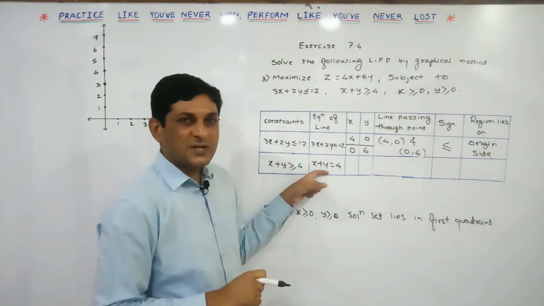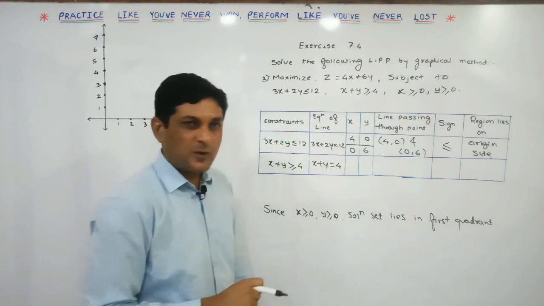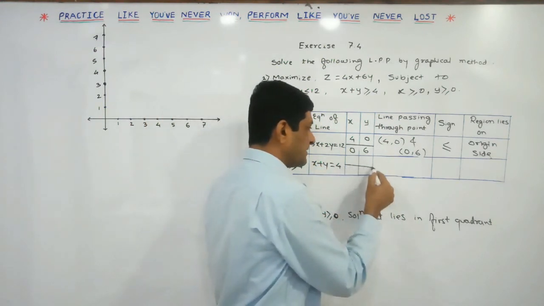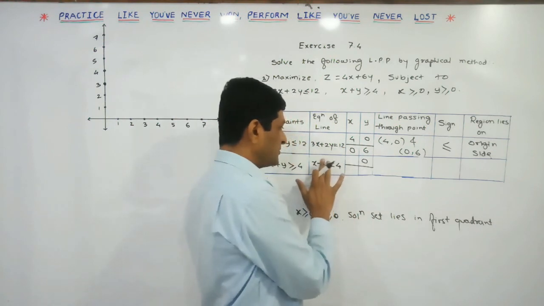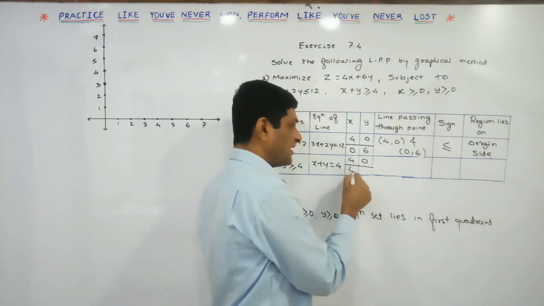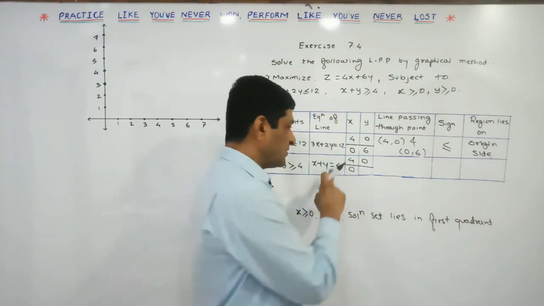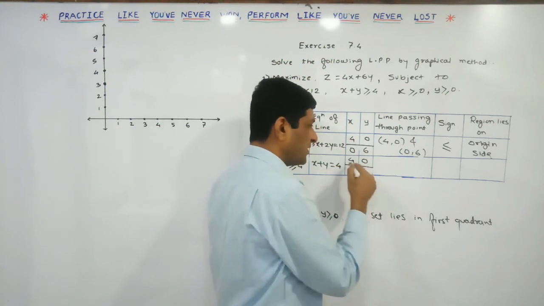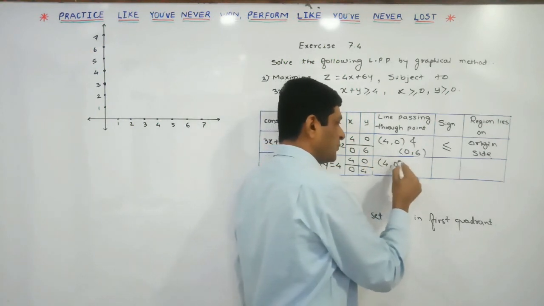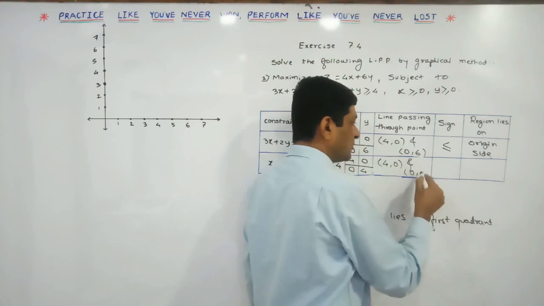Now let us try to find out coordinates of 2 points on the second line. Here also use the same method. First substitute y is equal to 0, we will get x is equal to 4. If we substitute x is equal to 0, we will get y is equal to 4. Means the second line passes through the points (4, 0) and (0, 4).